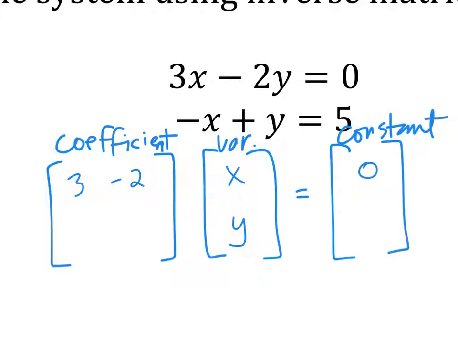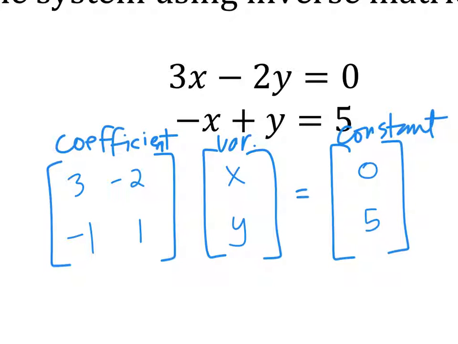And then we take the second equation. Minus x plus y equals 5. Negative 1, 1, 5. So basically, we take the constant coefficients, put in one matrix. Variable, up and down. And then constant is by itself. All right, we're going to solve this. We're going to solve for x and y.